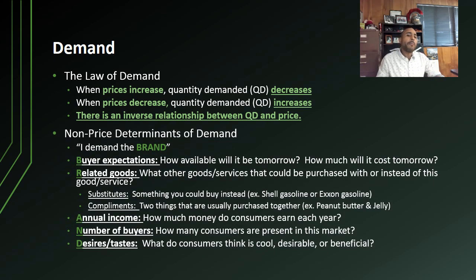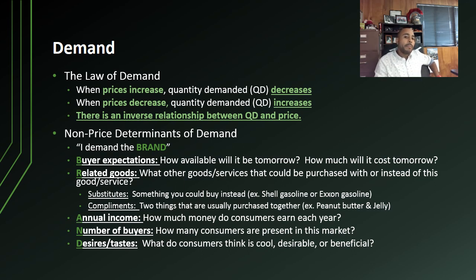Now, if the price changes, all we have to do is shift from one point to another along our initial demand curve. But if something other than the price changes, some outside factor, that's when we have to shift our entire demand curve either left or right. Hopefully you remember we say if price changes, just move. But if something other than price changes, oh well, shift happens, right? So when we shift our demand, there are 5 different outside factors that can cause that to happen. And the way we can remember those 5 outside factors is by saying, I demand the brand.